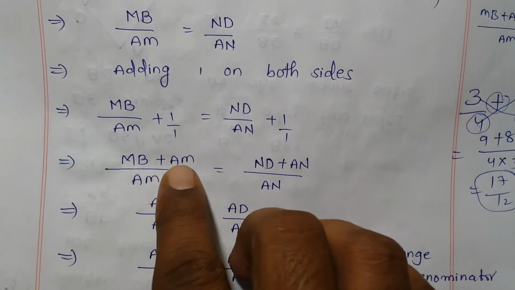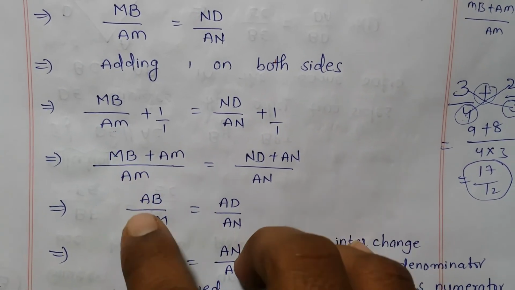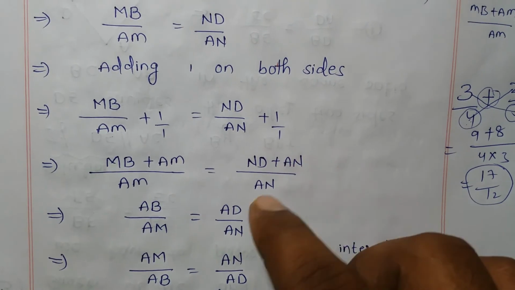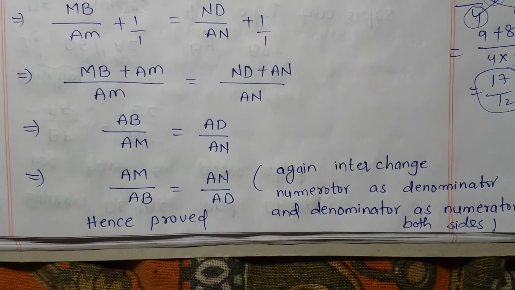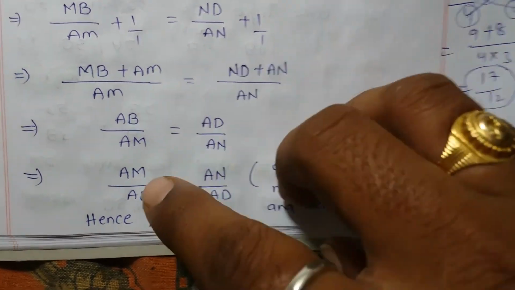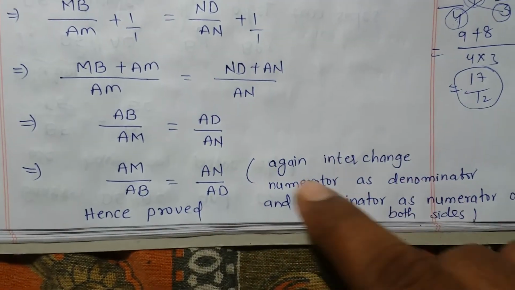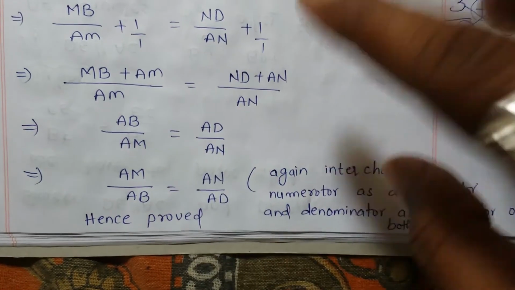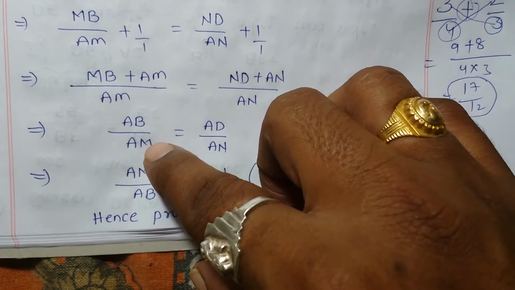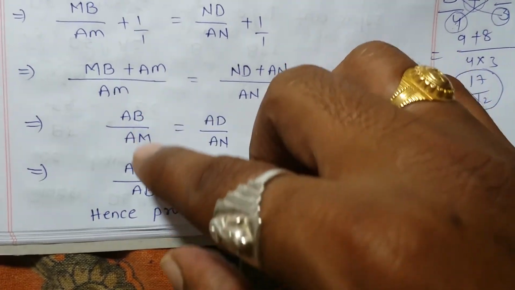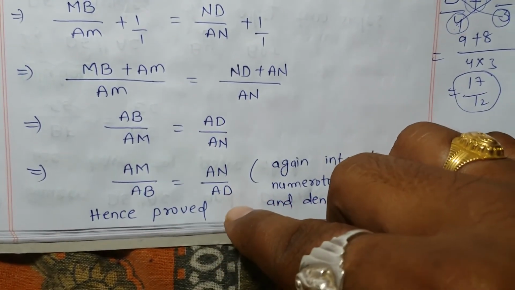So finally MB plus AM is nothing but AB by AM. ND plus AN is nothing but AD by AN. And again you take the reciprocals, that is AM by AB is equal to AN by AD. So taking reciprocals in the sense changing the numerator as denominator, denominator as numerator. So here I am changing this denominator as numerator. So that is AM by AB is equal to AN by AD.